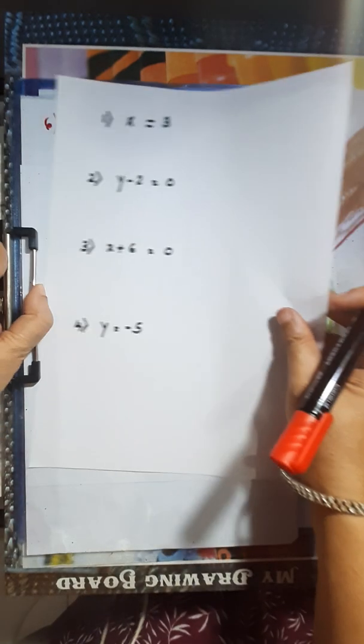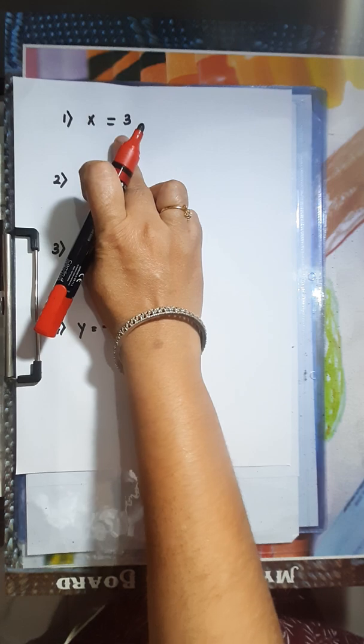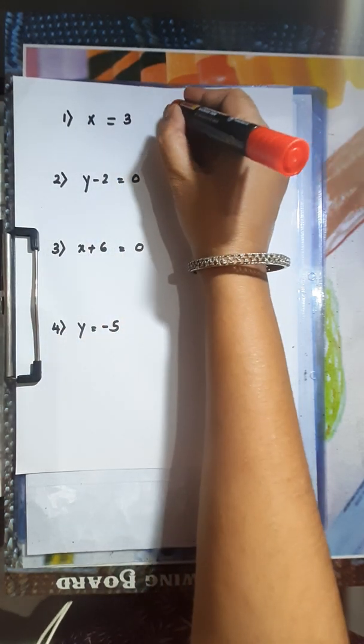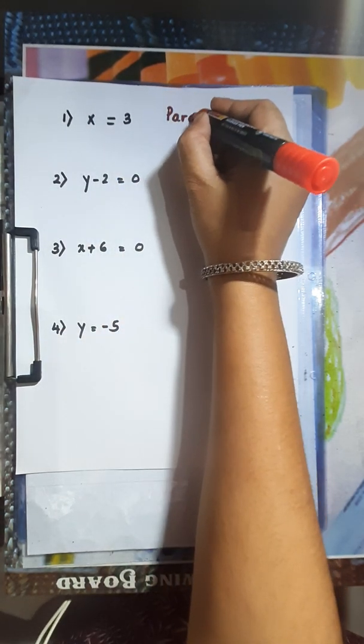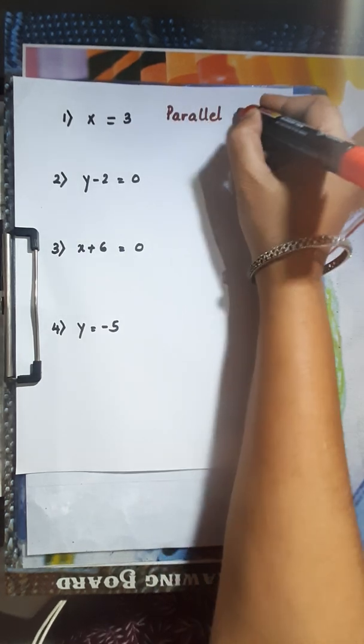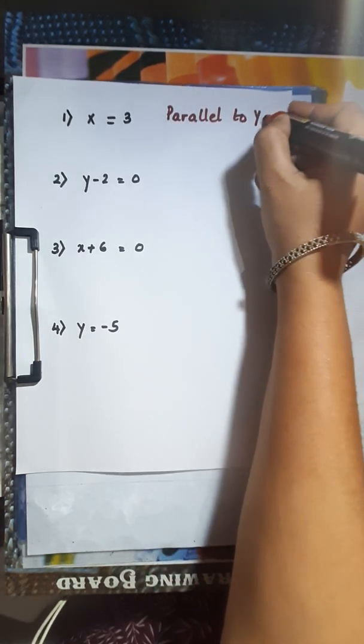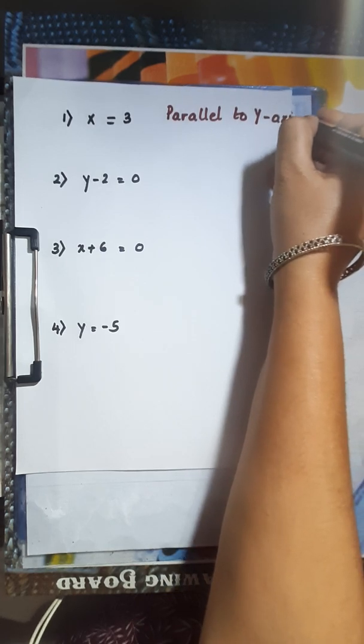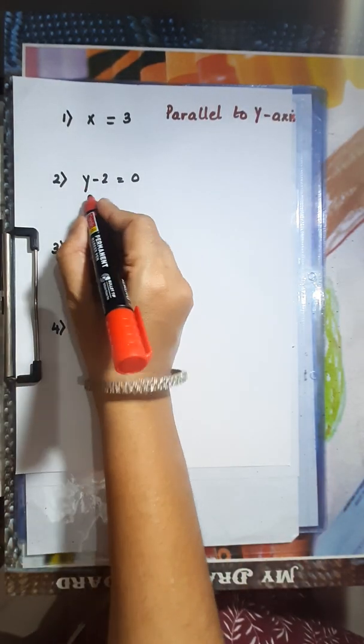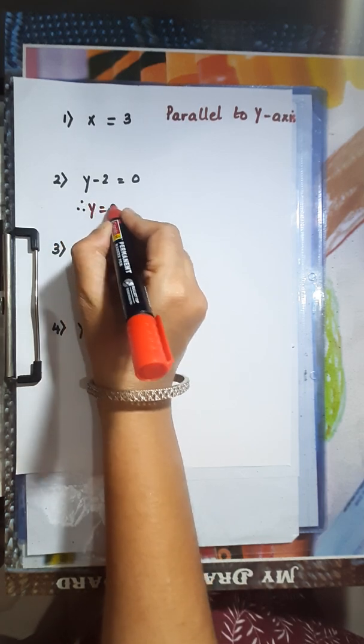Okay, let's see this question. This is question number 6. See the first one. X is equal to 3. So here, this is my x is equal to 3. If it's x is equal to a constant, it's parallel to the y-axis. It's cutting the x-axis, so it's parallel to the y-axis. Now y minus 2 is equal to 0, therefore y is equal to 2.